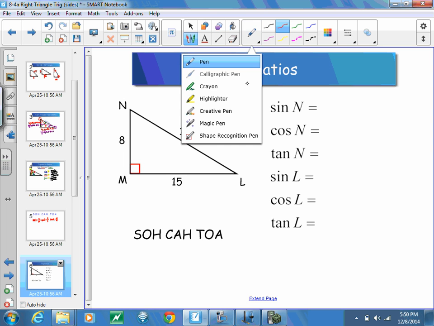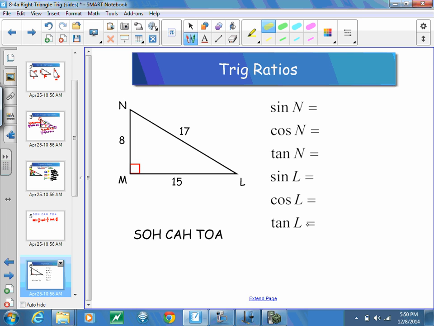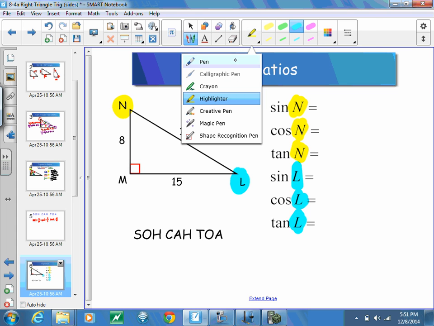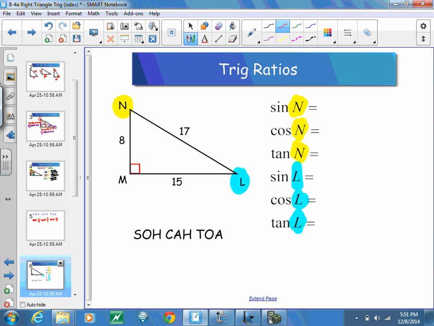So you'll notice here that I have 6 values. I've got the sine of n, cosine of n, tangent of n. All of these here are working off of angle n. Then I have the sine of angle L, the cosine of angle L, and the tangent of angle L, which is down here. These 6 values I have, now we can create 6 different ratios.